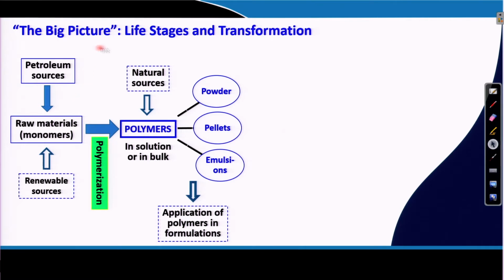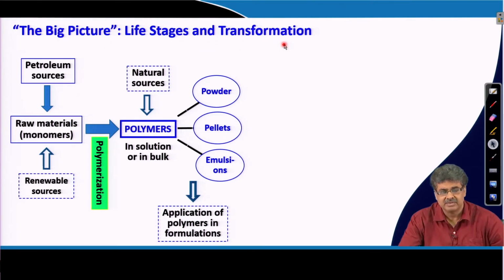Let us revisit the different life stages and transformation processes which we discussed earlier. We have discussed how to synthesize polymers in the first few weeks, and then once the polymers were synthesized, we discussed in the following weeks how we can characterize the polymers, both in terms of their molecular weight and their chemical composition. Now, once we are ready with the polymers, we have to take these polymers to the final product formation.